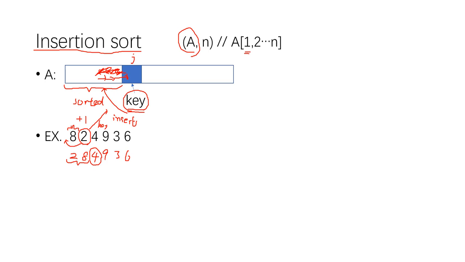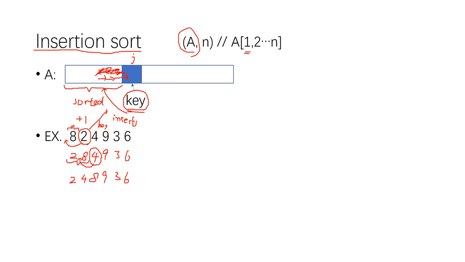And we just repeat the process again and again. Try to compare the key to the already sorted part. That's the part before the key. And try to find the place for the key. So we found the 4 should be there. Then the sequence should be 2, 4, 8, 9, 3, 6.